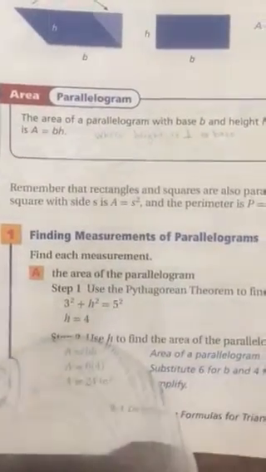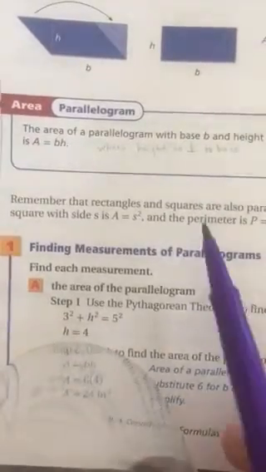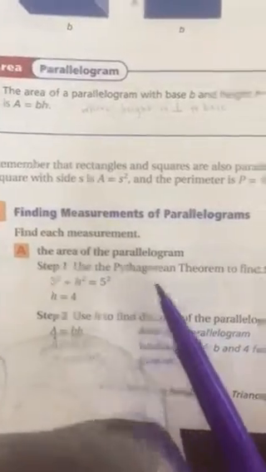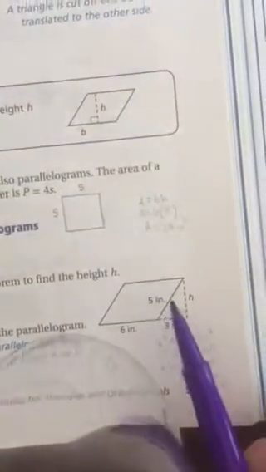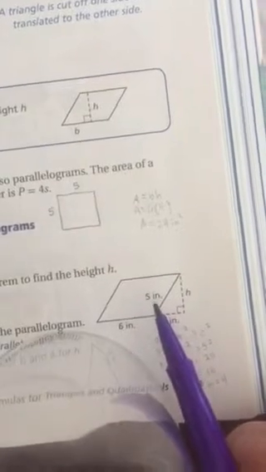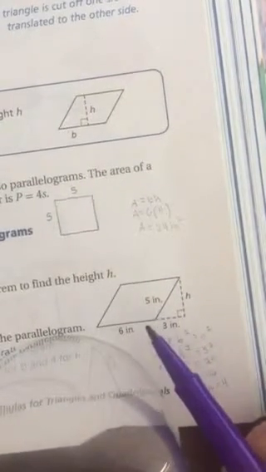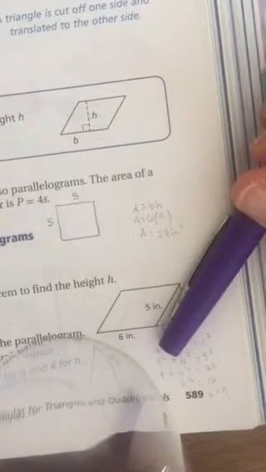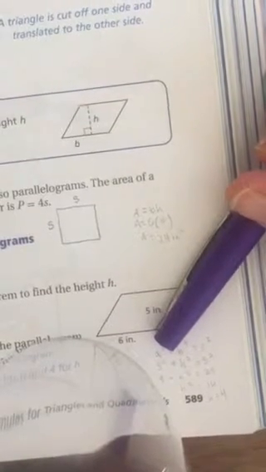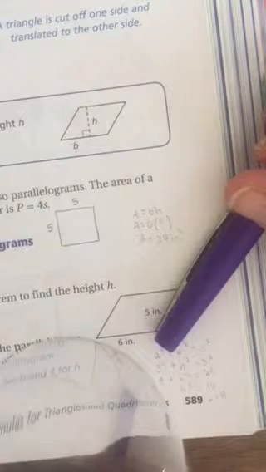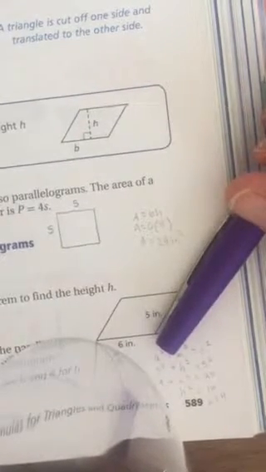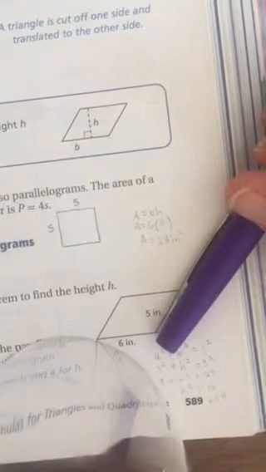We want to solve in example 1a for the area of a parallelogram, and here's the parallelogram. We are told that we have a base of 6 and a slant of 5. Now let's look at that without the little triangle on the side. Let's think about this for a second. We have a slant that is not our height because it is not perpendicular to the base.